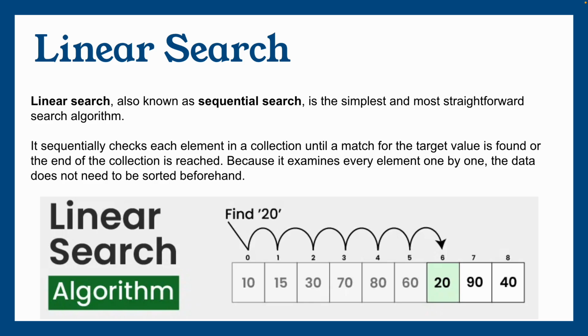Yeah, great. So you can see here, we're trying to find the value 20. We start at the start of the data structure, the array. We look first at the first index. It's not there. We go to the next one. It's not there. We go to the next one, and the next one, until eventually we get to index 6 and we find 20 and we return that value.